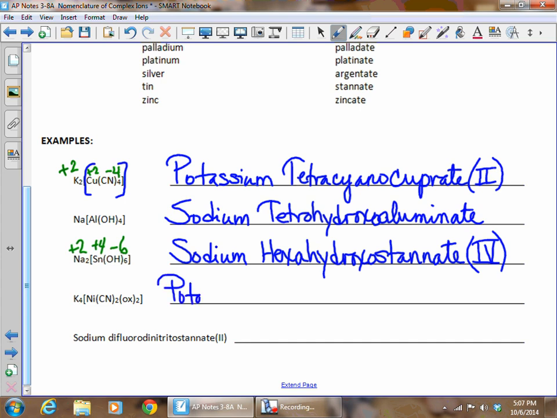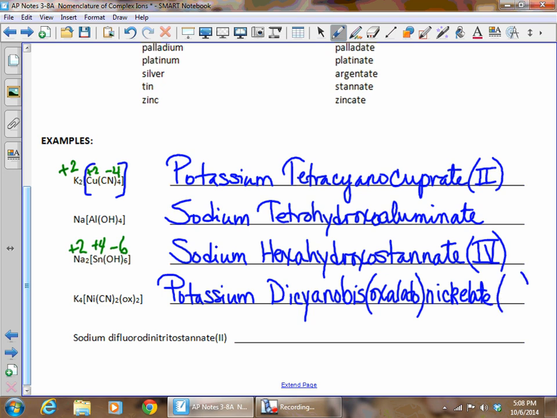Potassium. Named in alphabetical order, we've got cyano and oxalato. So let's go with the cyano first. And we need dicyano because it's a monodentate. Dicyano, but we've got 2 oxalates, and that's a polydentate, so it's going to be bis, remember in parentheses, oxalato, and nickel is nickelate.